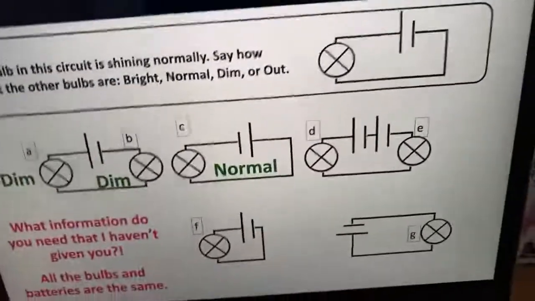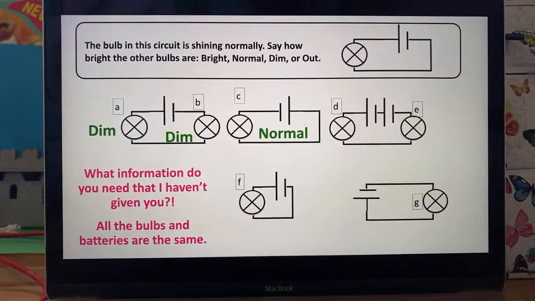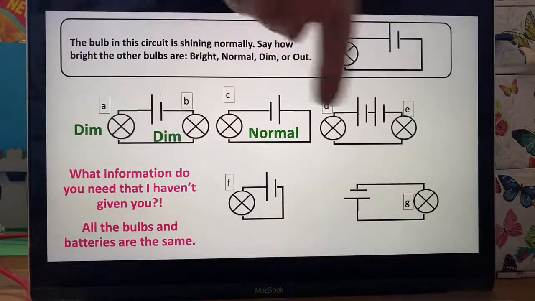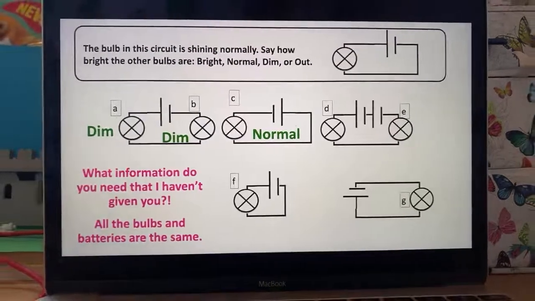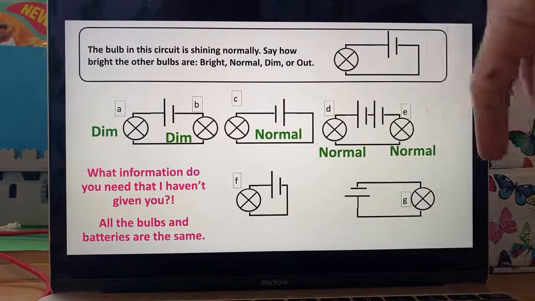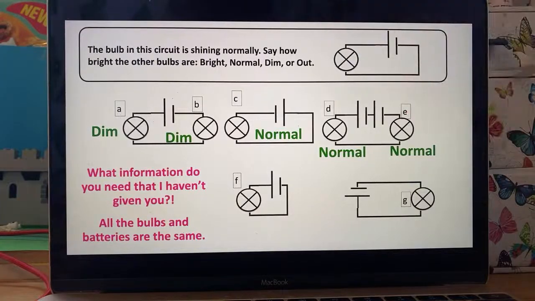There are circuits where the direction does make a difference to whether things work or not, and we will talk about them a little bit later on. But if you turn the battery around, the current here and here are flowing in opposite directions, but the bulb is still lighting up, it's still getting the energy that it needs. D and E would be normal, because now you've got two bulbs in the circuit, but you've also got two batteries, so they're still getting the same share of energy.